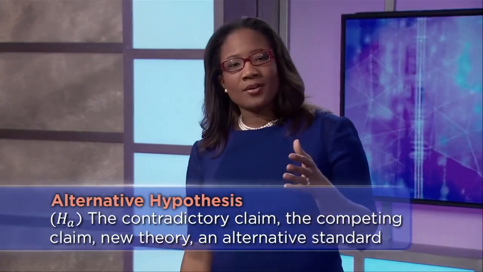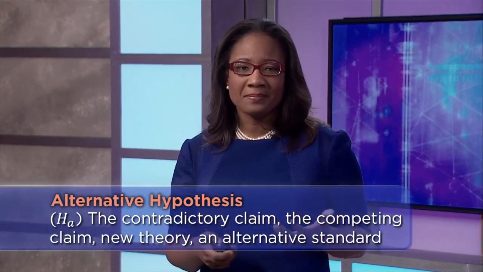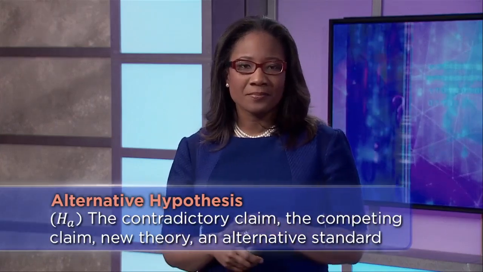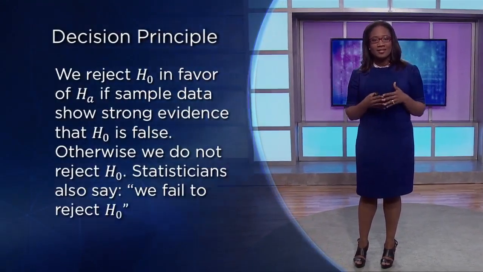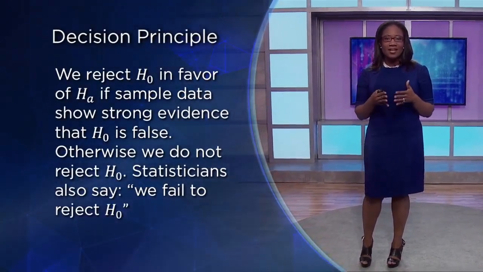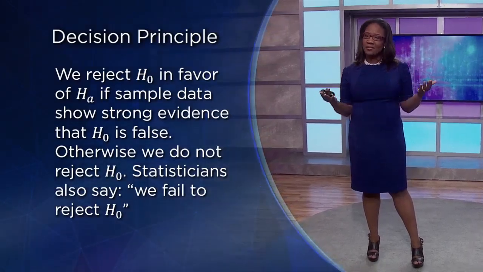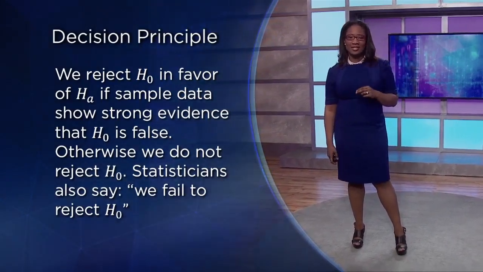And then there's the alternative hypothesis. We call that HA. This is our contradictory claim, the competing claim. Maybe it's the new theory or some alternative standard. And so we need a way to decide between the null hypothesis and the alternative. And this is what our decision principle is. We're going to reject the null hypothesis in favor of the alternative if our sample shows some strong evidence that the null hypothesis is false. Otherwise, we don't reject it. Statisticians also say we failed to reject H naught.